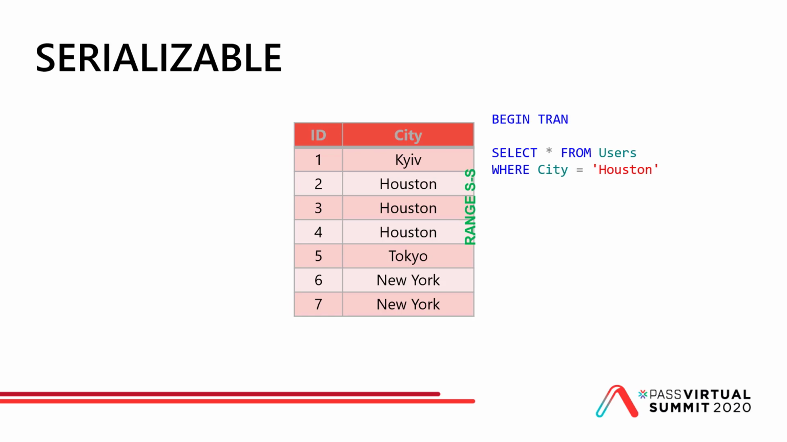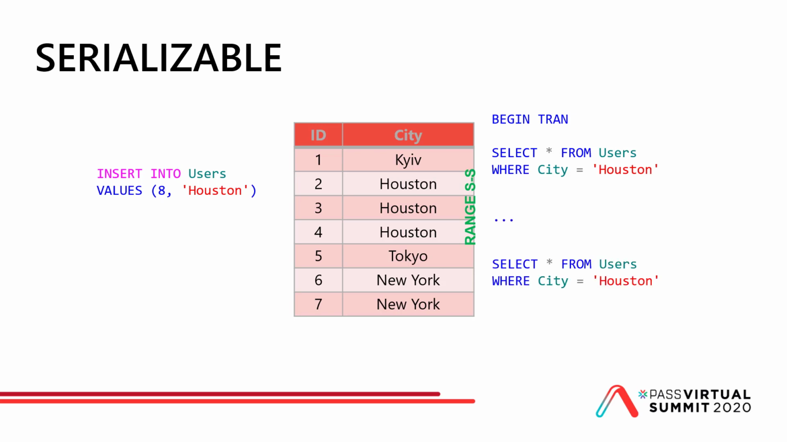So in this case, if we are selecting stuff from users where city equals Houston, SQL Server will put a range lock, and this will prevent insertion into this range by other queries. Insert will not happen, insert will wait while this range lock is in place. And the select query in the first transaction will return the same 3 rows. So in case of serializable, phantom records, non-repeatable reads, and dirty reads are not possible. And only after the commit, insert can happen and the new value will be inserted into the table.